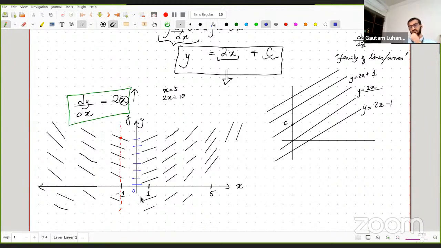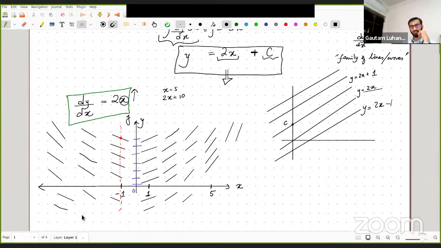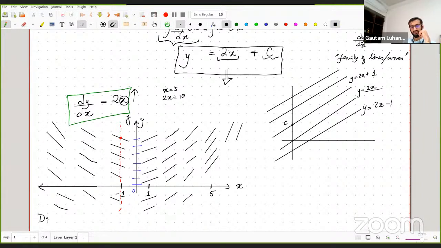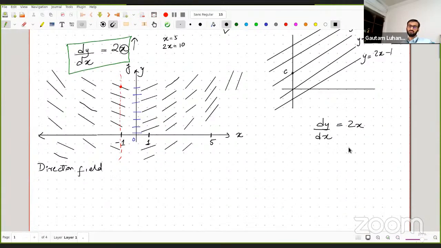Does this make sense? Yes. This is what I've drawn. Something drawn here is something called the direction field that we can glean just from the equation. And now, I believe that you might know how to solve this equation. Let's actually try to solve it. What is dy by dx equals 2x? How do we solve this equation?